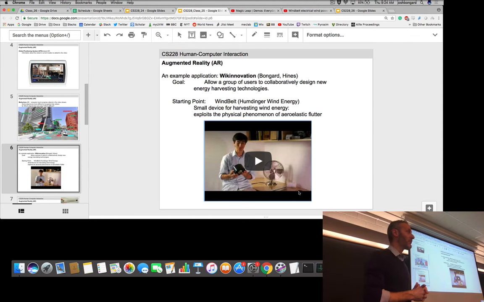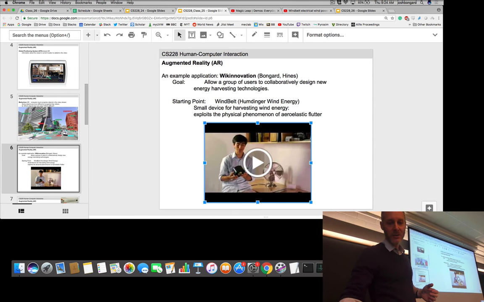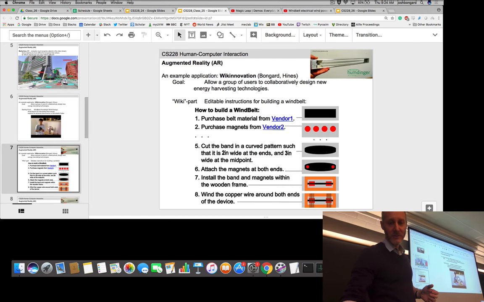The question, however, is what kind of material? How tightly should it be stretched? How big should this metal container be? How many rounds of coil should be added? The answer is nobody really knows. So why don't we try instead to crowdsource this solution?